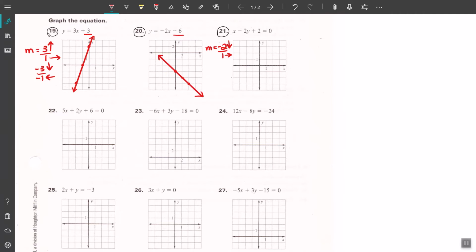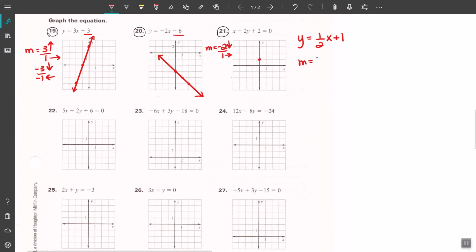Now number 21 is not in slope-intercept form yet. Y is not solved for, so we've got to do that first. I'm not going to go through all those steps, as I trust you can do that at this point. But when we solve, we end up with 1/2 x plus 1. So now we see our y-intercept is a positive 1, and my slope now is 1/2.